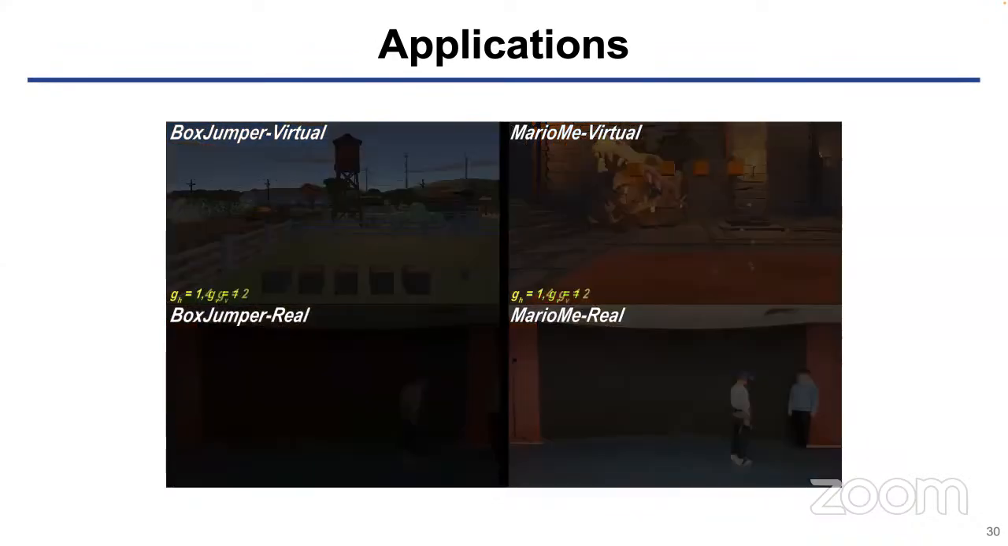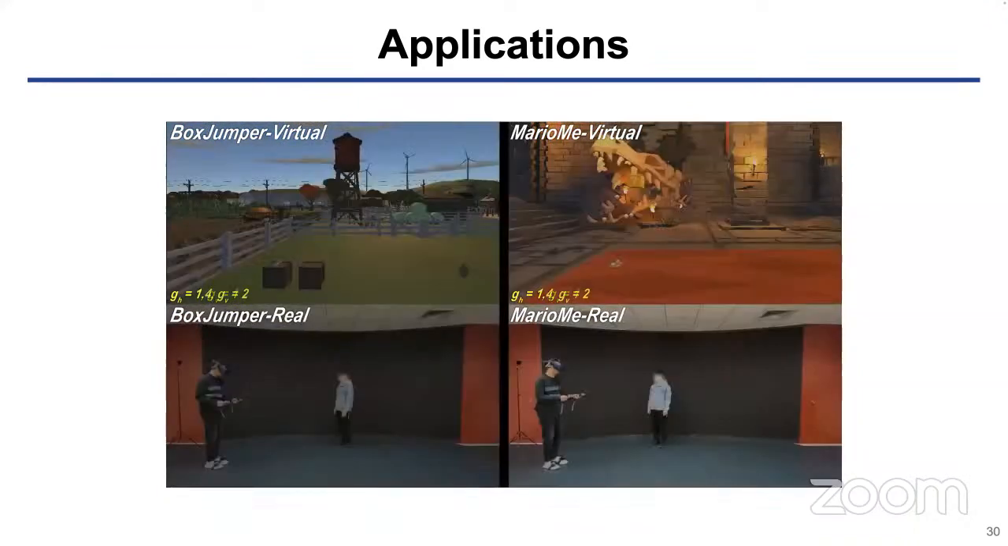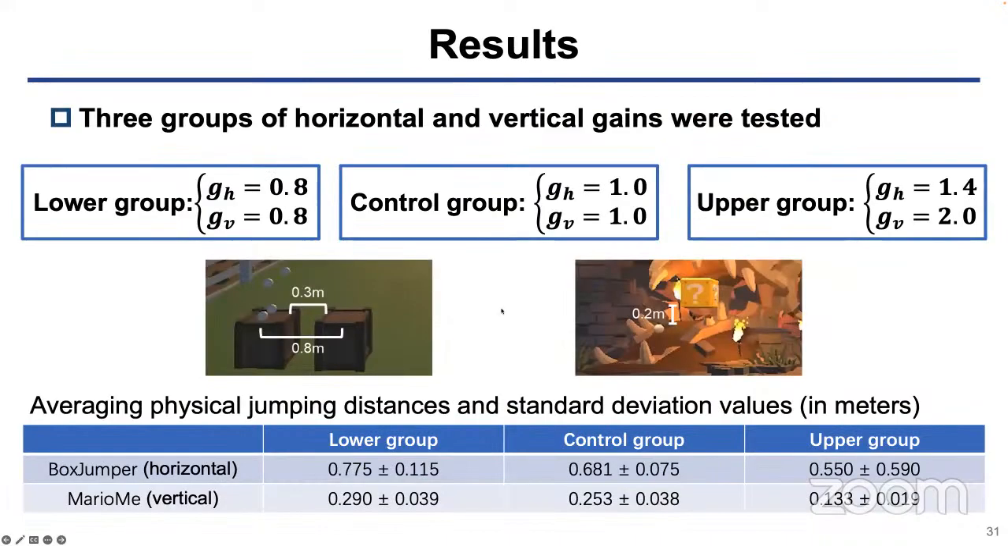Okay, so here are the results of the user experiments. We use three groups of gains. The lower group, we set the horizontal and the vertical gains both to 0.8, and the upper group we set the horizontal gain as 1.4 and the vertical gain as 2.0. And the control group we set the horizontal and the vertical gain as 1.0. And we have some values of the physical distances.